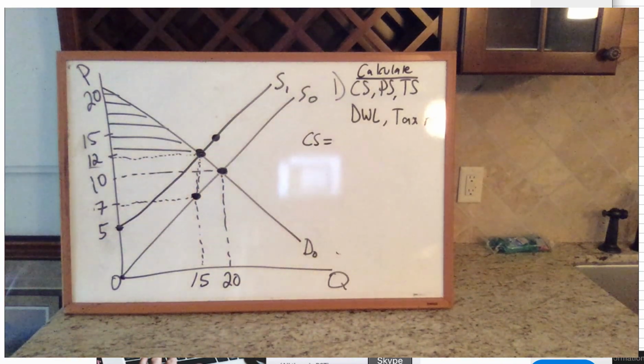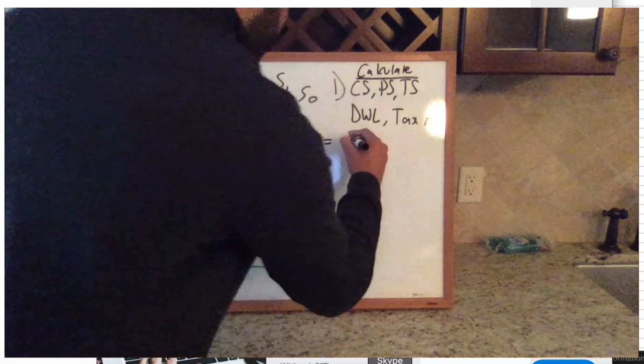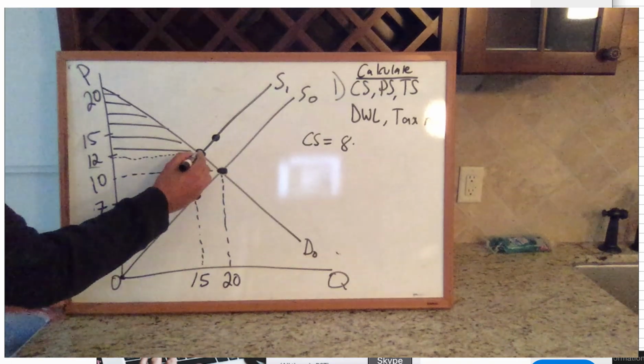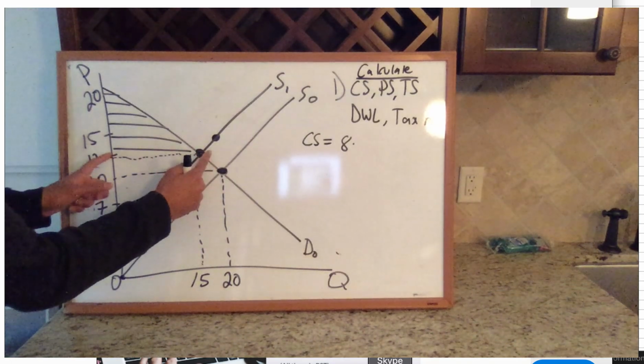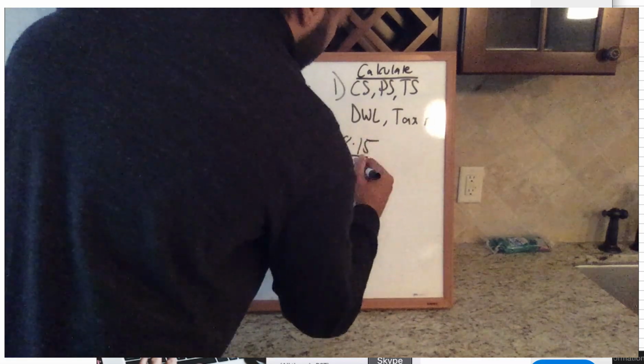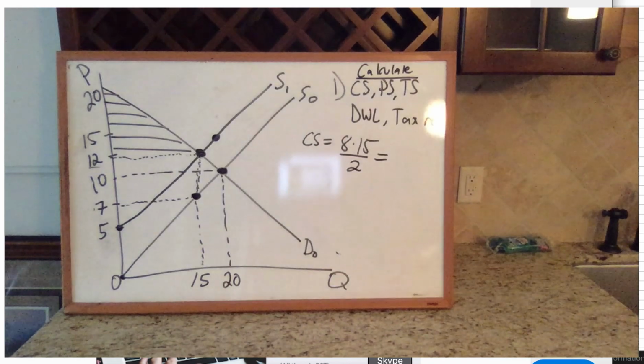So from here you should be able to do the math. It's the difference between 12 and 20. So it's 8 times the base, which is 15. So this area right here is 15. And you're going to divide by 2. And your consumer surplus equals 60.